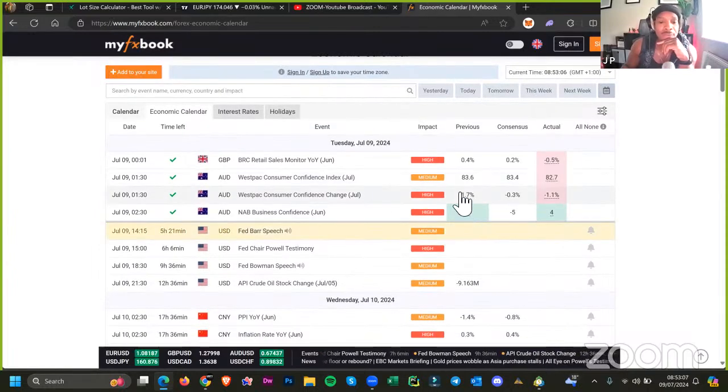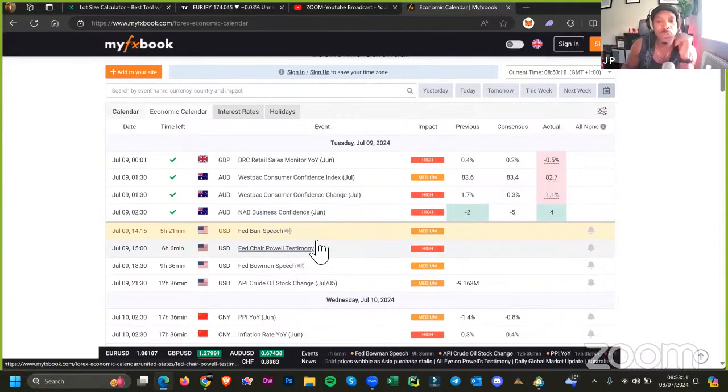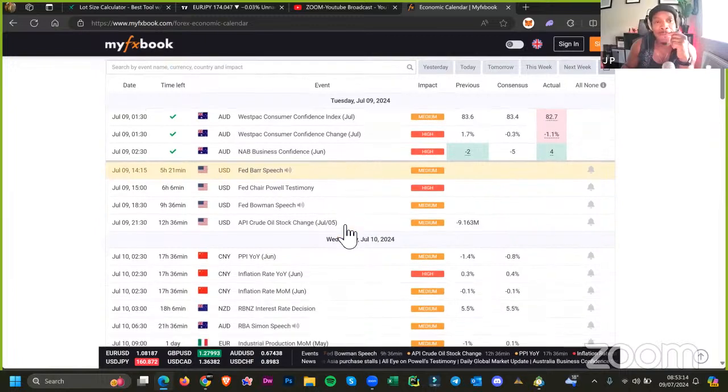Now today we have Fed Barr's speech and Fed Chair Powell's testimony, and that's the red folder news that we have for today. Could that affect our EJ? Possibly. Why do I say possibly? Because anything with USD is possible. USD is the reserve currency of the world at the moment, even though lots of countries are trying to sort that out and fix it. And when it sneezes, the world catches a cold.